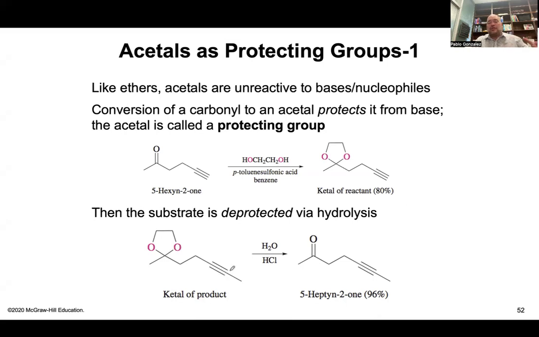We use the NaNH2 to remove the acidic hydrogen of the alkyne, and then use that as a nucleophile with the alkyl halide. And then we deprotect the ketone here to regenerate the carbonyl group. And in that way, the acetal functions as a protecting group.